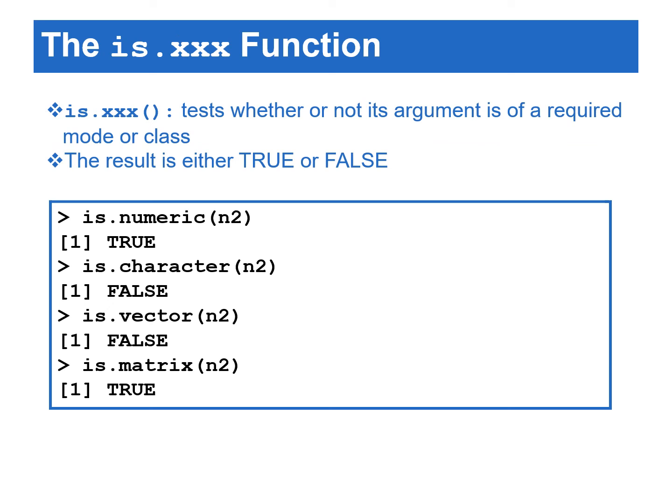The functions that start with is. are used to test whether its argument is of a required mode or class. The returned result is either TRUE or FALSE. For example, is.numeric, is.character, and is.logical are used to test whether its argument is numeric, character, or logical, respectively. There are many is. functions, such as is.vector, is.matrix, and is.array, etc.